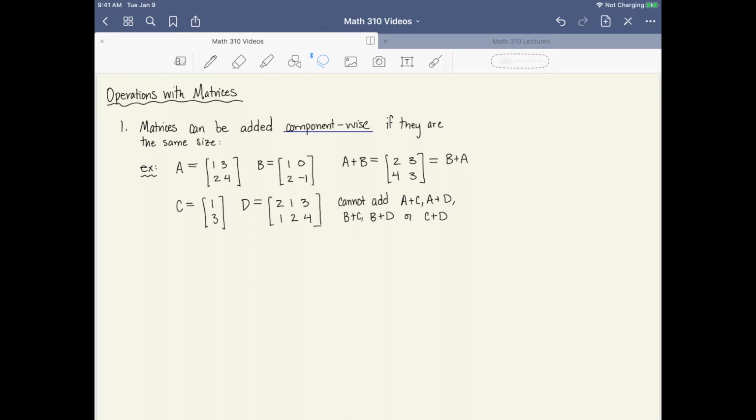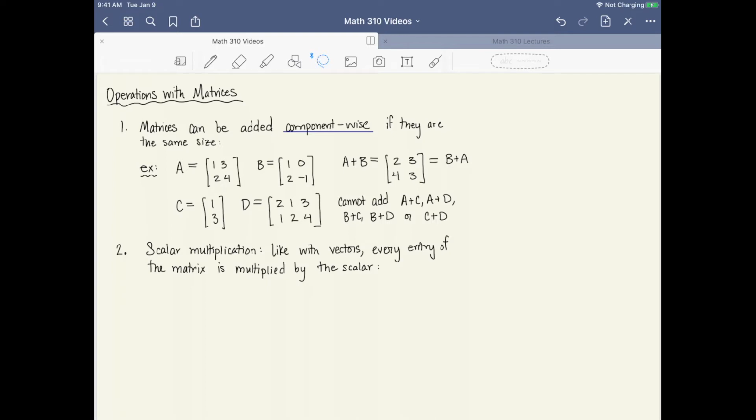But what if I were to take a matrix C, which is 2 by 1, and a matrix D, which is 2 by 3? Well, I cannot add C and D together, nor can I add D to A or B or add C to A or B, because these matrices are of different sizes, different dimensions.